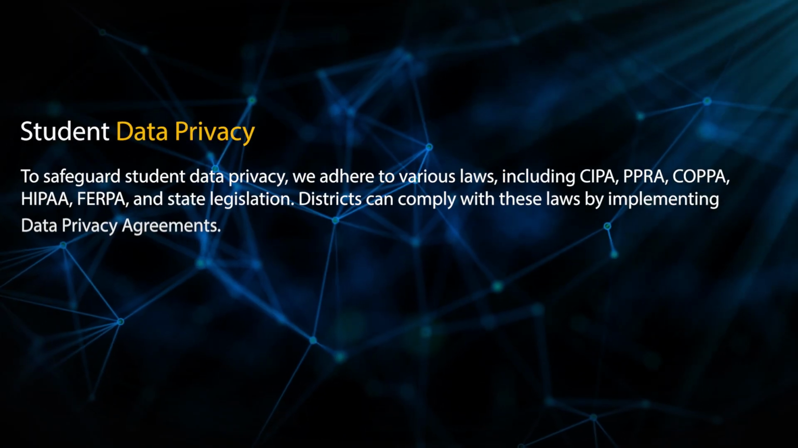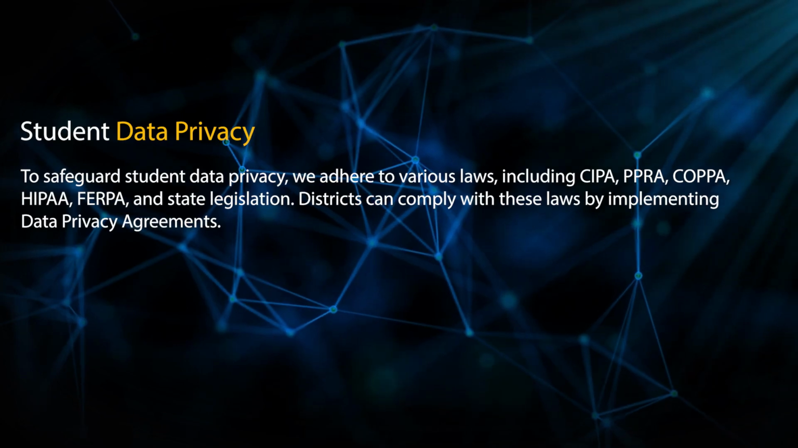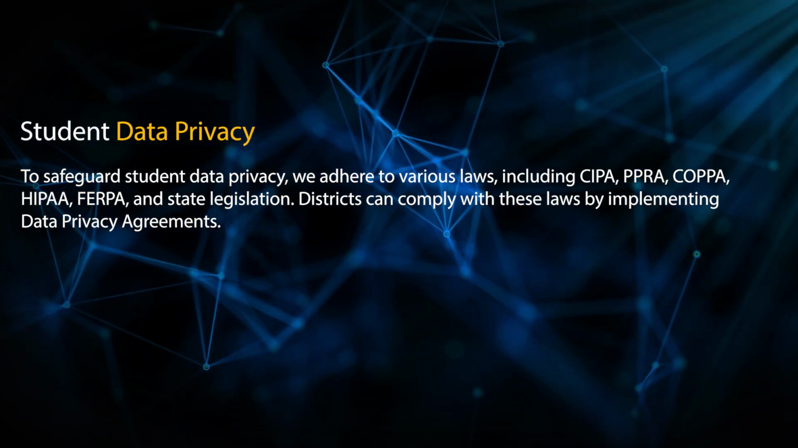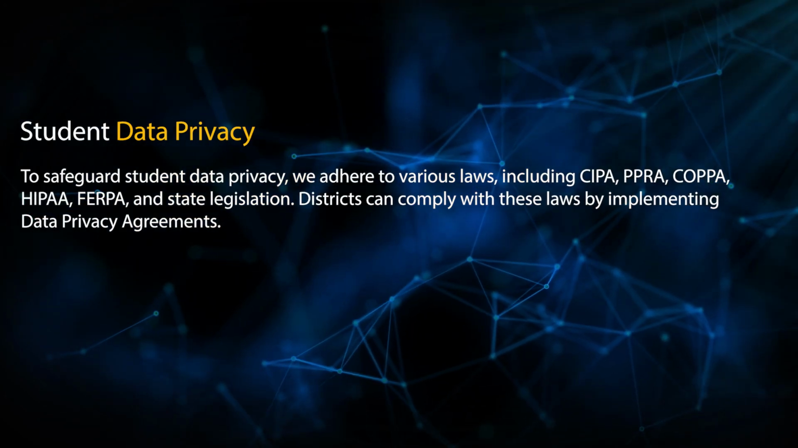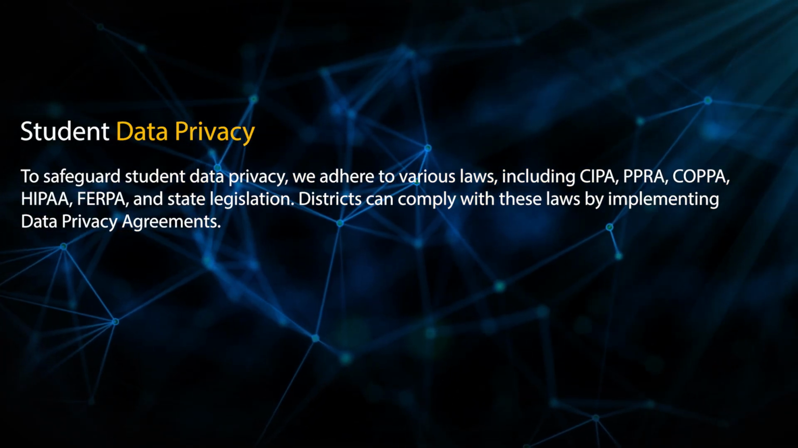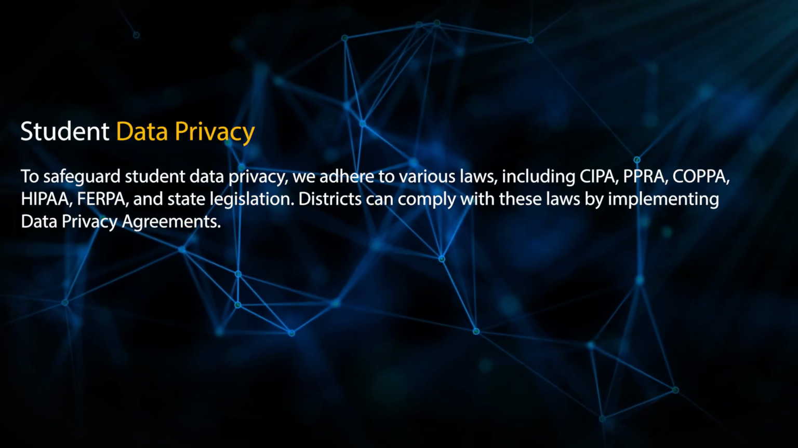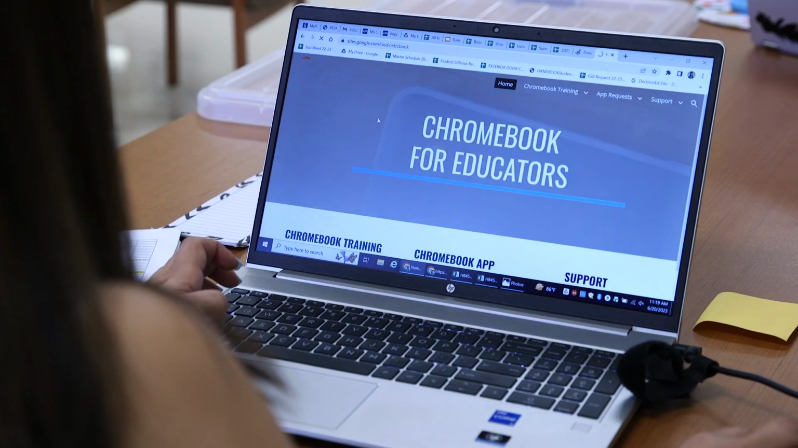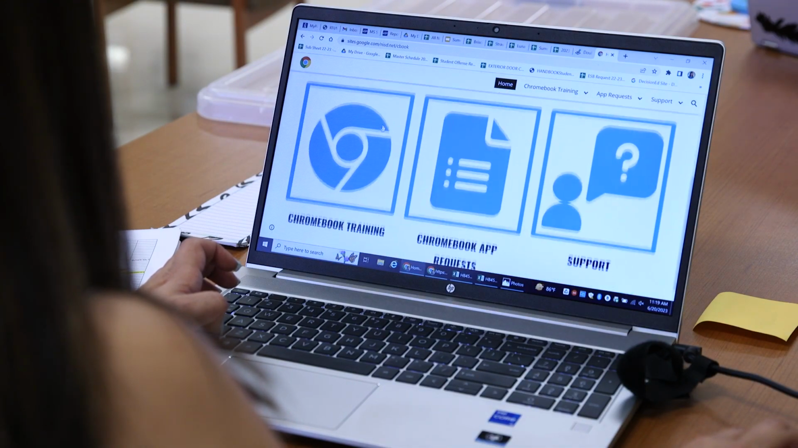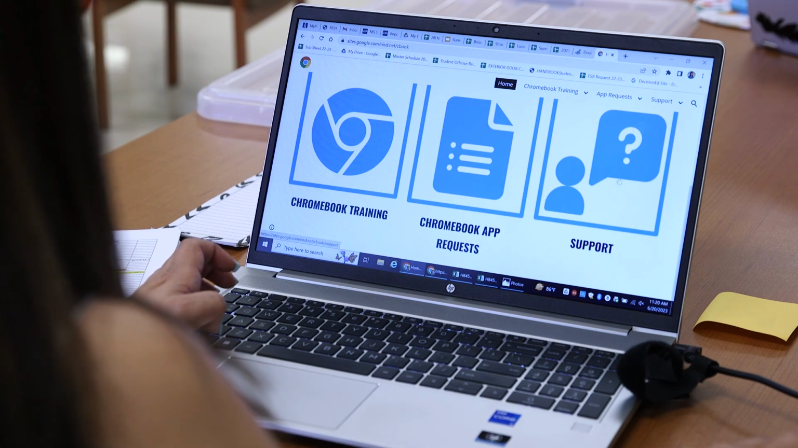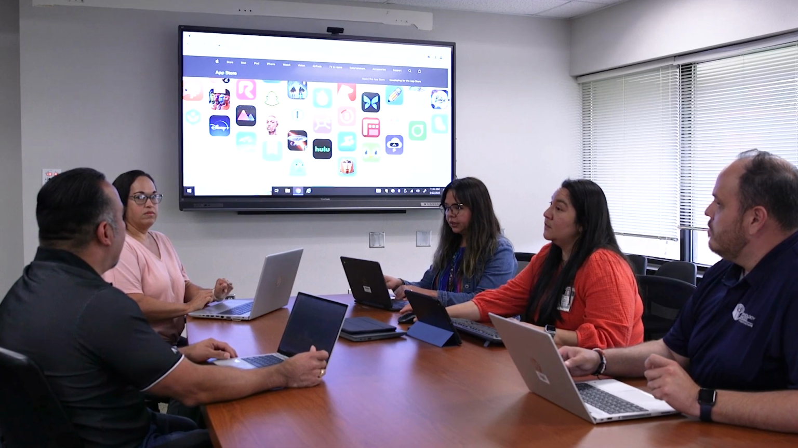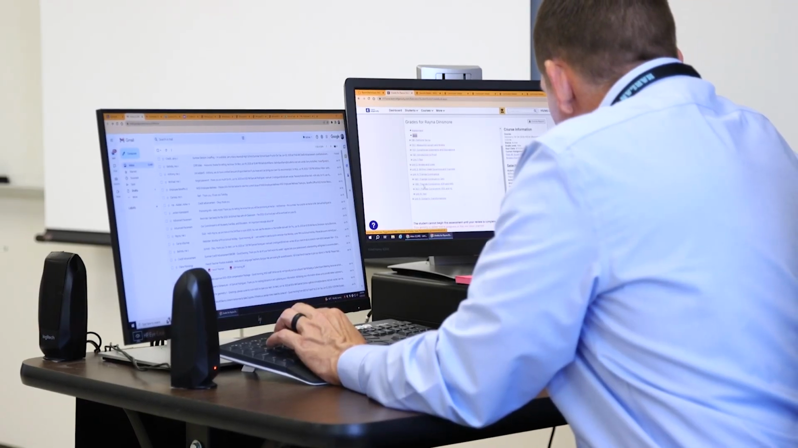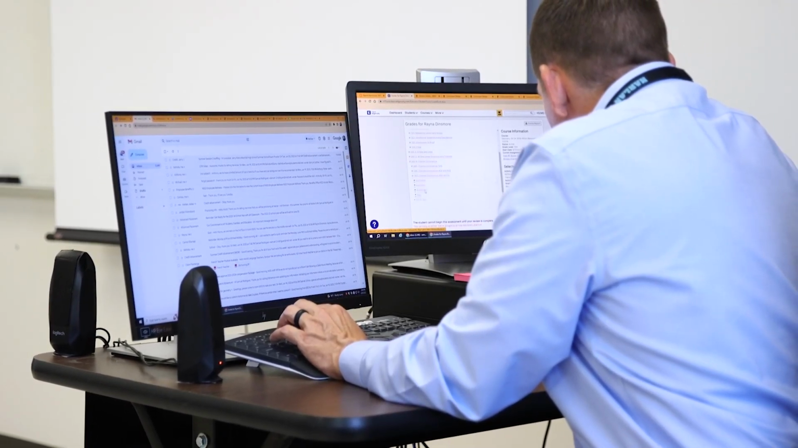To safeguard student data privacy, we adhere to various laws including SIPA, PPRA, COPPA, HIPAA, FERPA, and state legislation. Districts can comply with these laws by implementing data privacy agreements. Planning ahead is essential when requesting an application. Not only does the committee need to review the application's functionality, but there is also a need for time to email and receive data privacy agreements from the vendor.